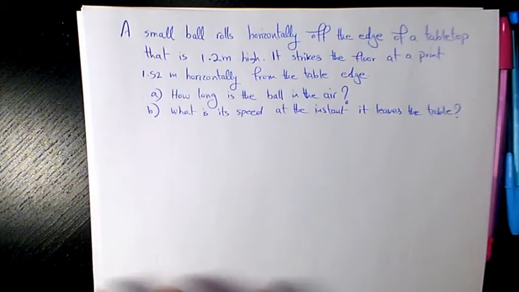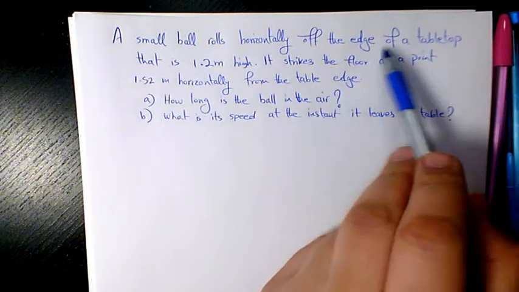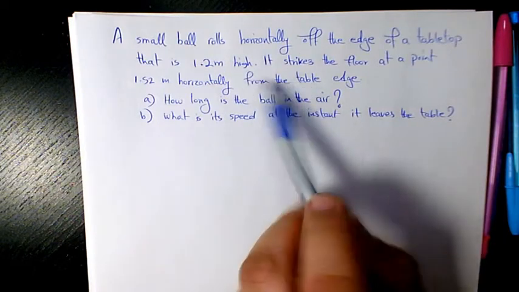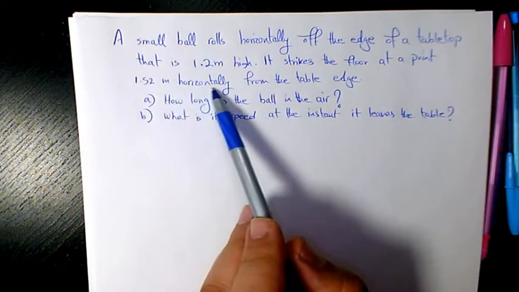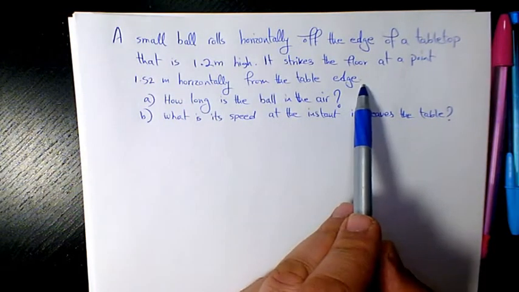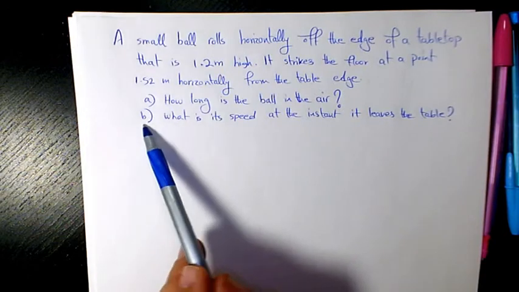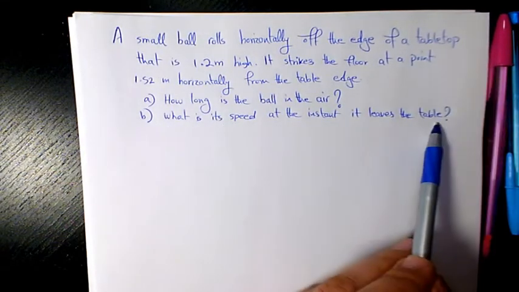In this example, it says a small ball rolls horizontally off the edge of a tabletop that is 1.2 meters high, and it strikes the floor at a point 1.52 meters horizontally from the table edge. Part A, how long is the ball in the air? And part B, what is its speed at the instant it leaves the table?